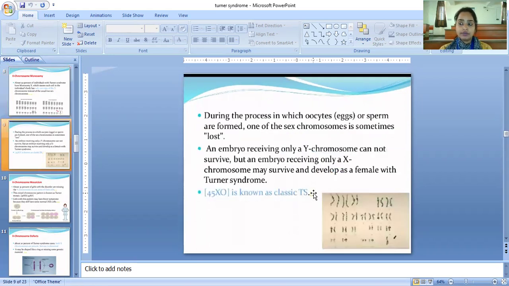During the process in which oocytes or sperm are formed, one of the sex chromosomes is sometimes lost. An embryo receiving only a Y chromosome cannot survive, but an embryo receiving only an X chromosome may survive, and develops as a female with Turner syndrome. So 45,X0 is known as classical Turner syndrome.